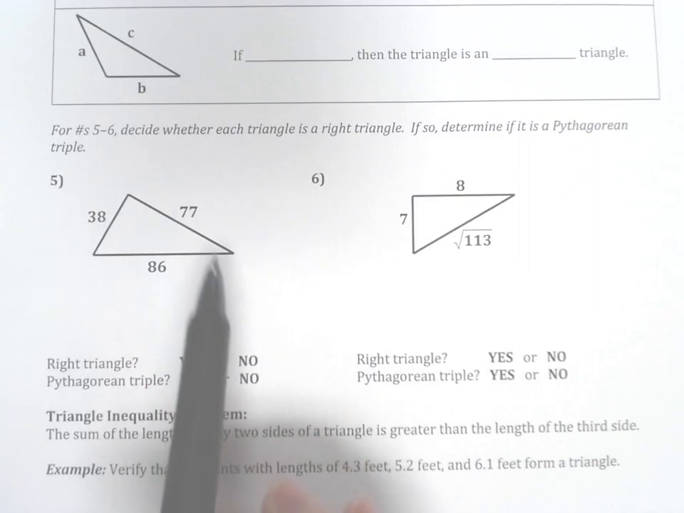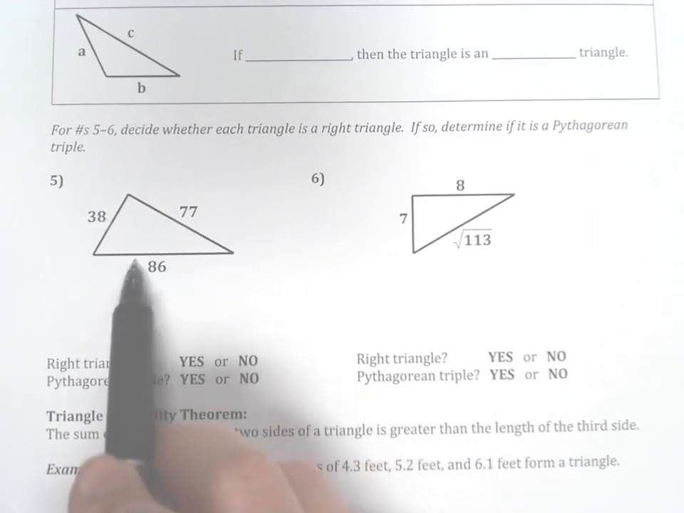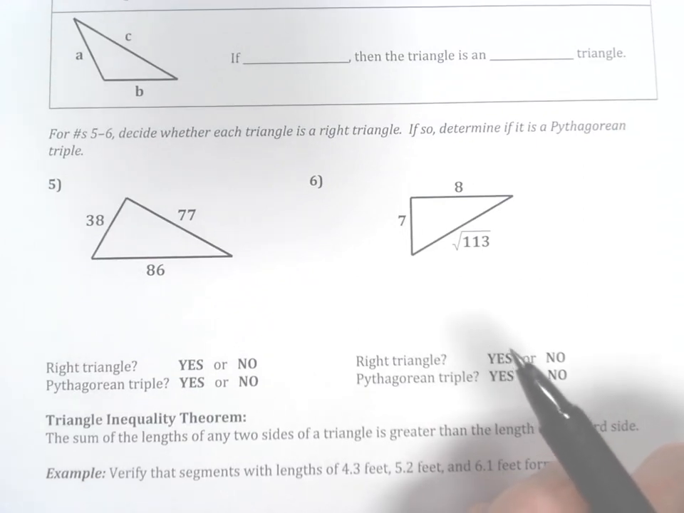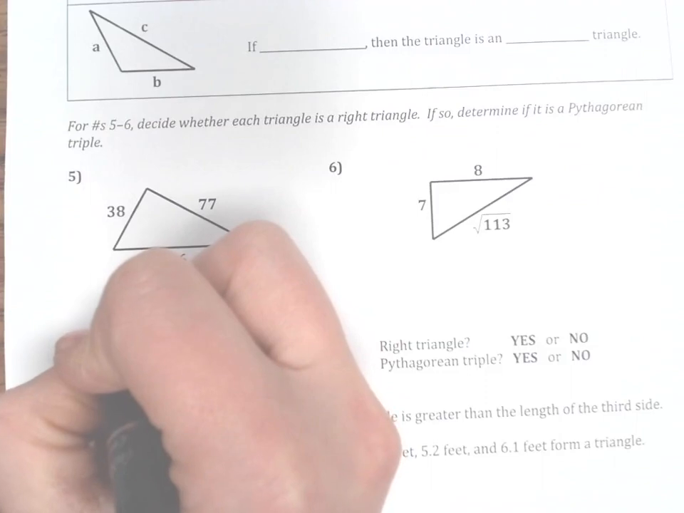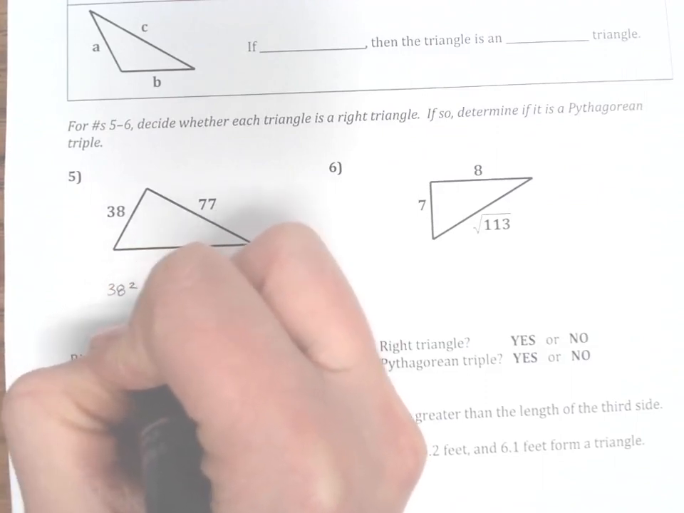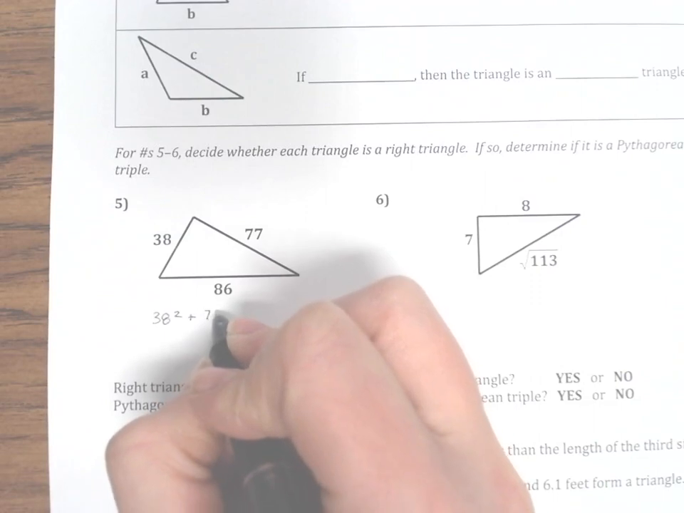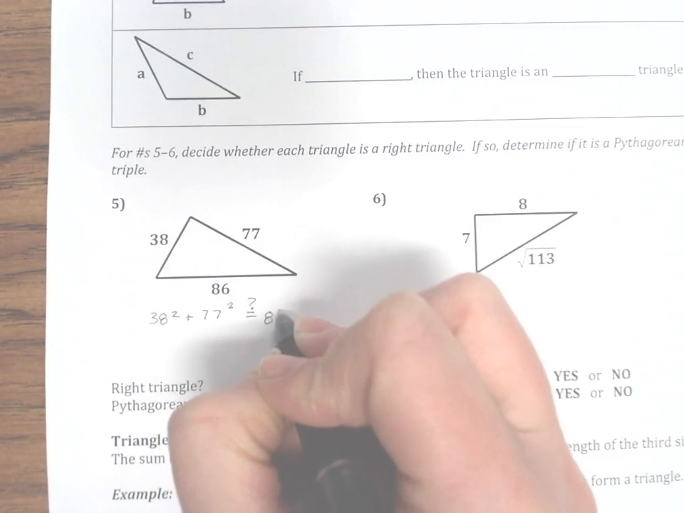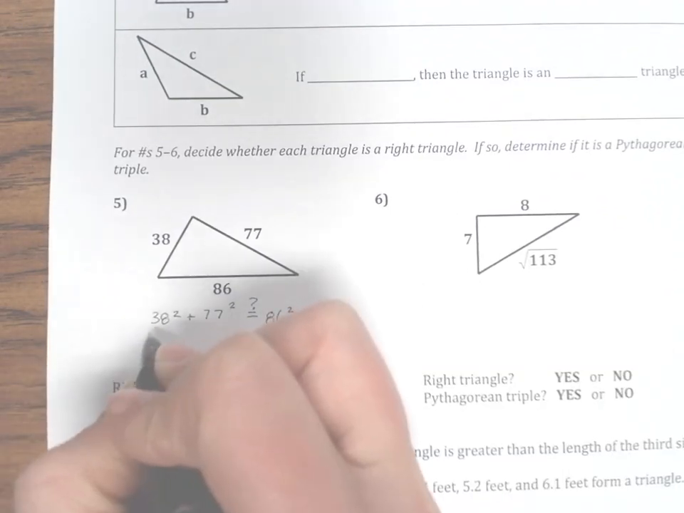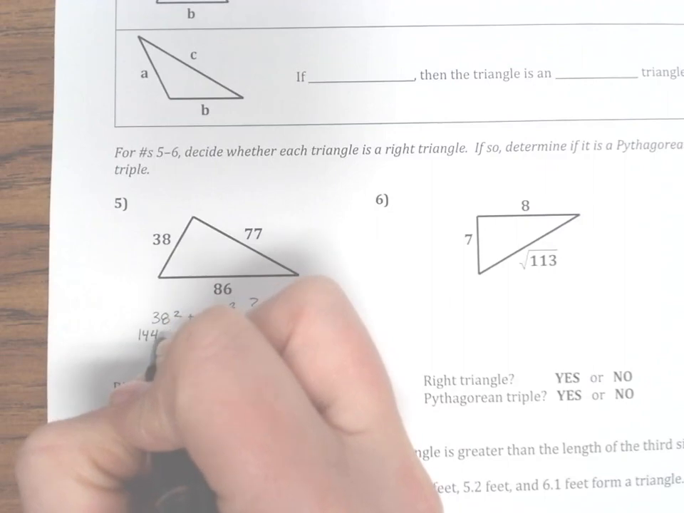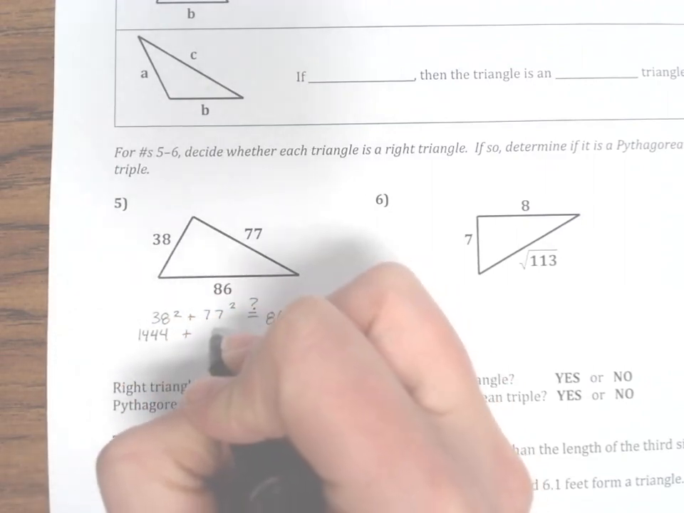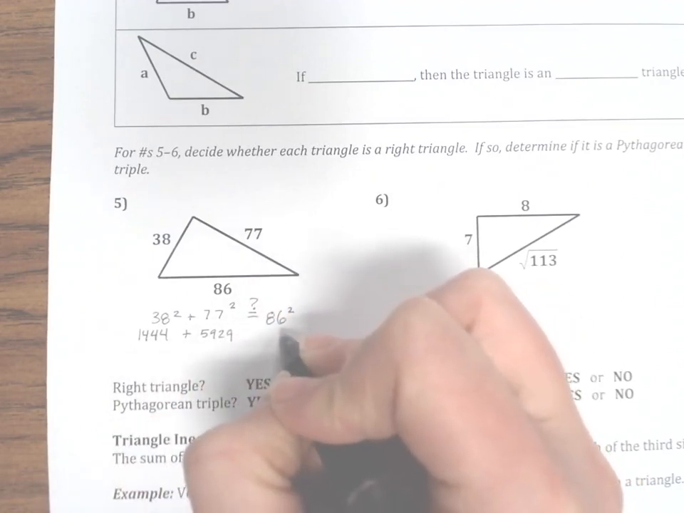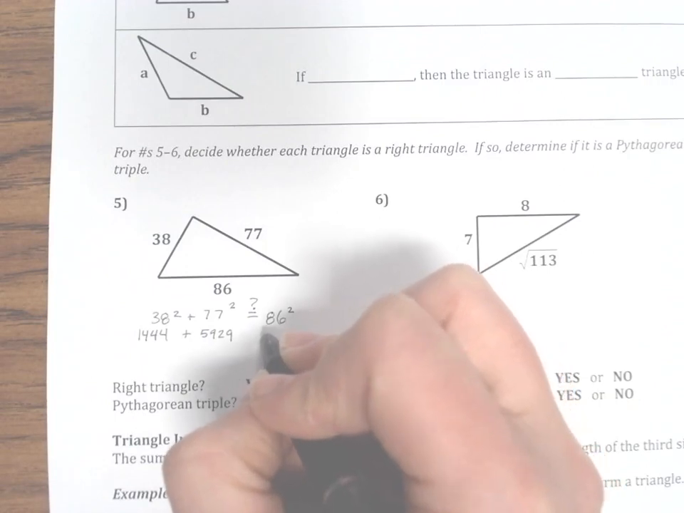So you can tell, again, which one's going to be C by just looking at which one the longest side is. So we don't know that these are equal. That's what we are trying to check. So we would set up to find out if 38 squared plus 77 squared is equal to 86 squared. And so we do this, 38 squared is 1,444. 77 squared is 5,929. 86 squared is 7,396.